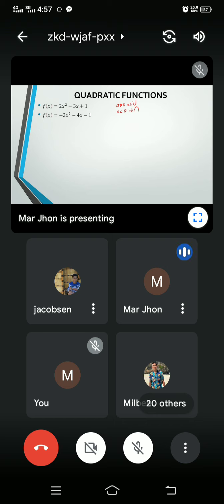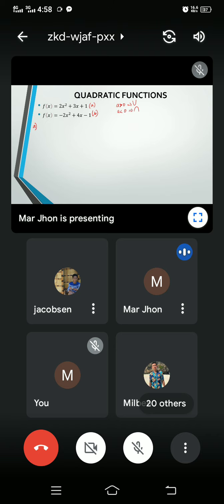So let's take this as letter A, then letter B. So A. There are three methods in finding the roots of a quadratic equation.